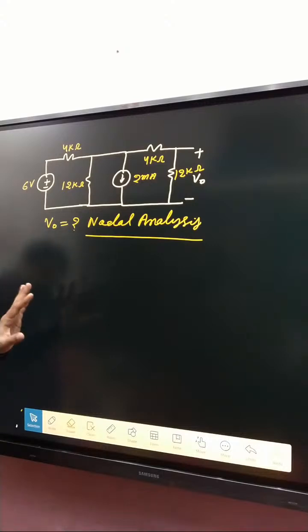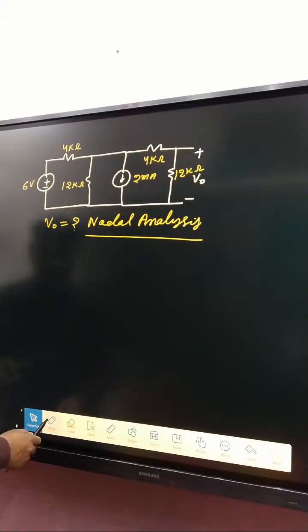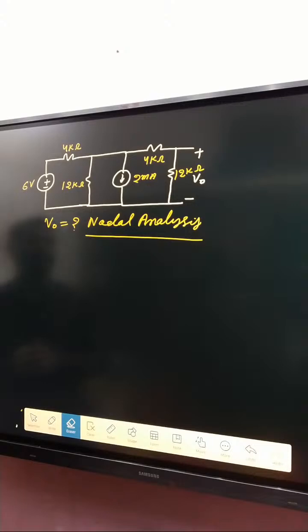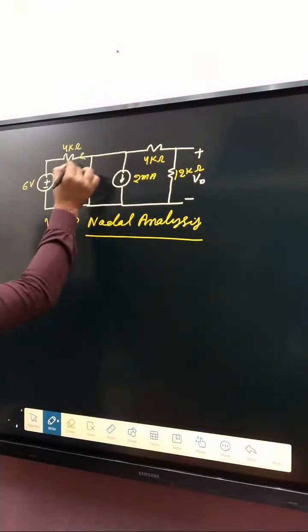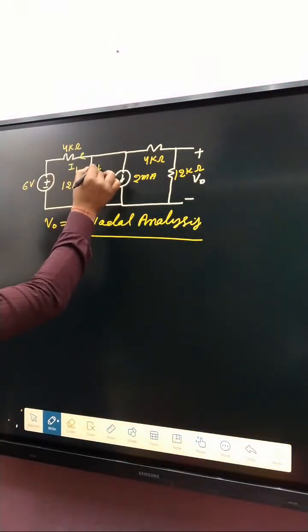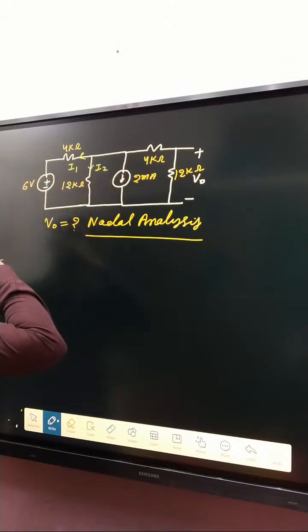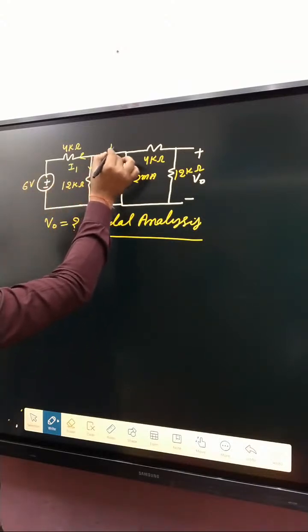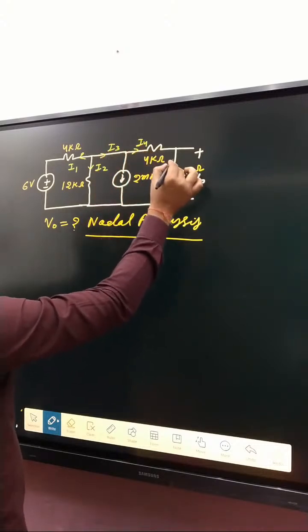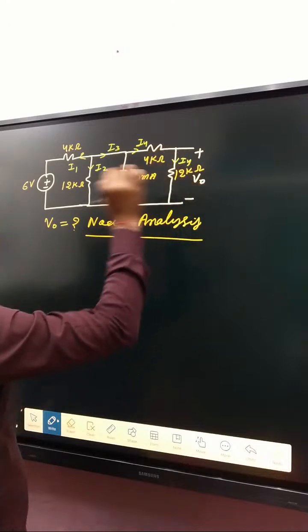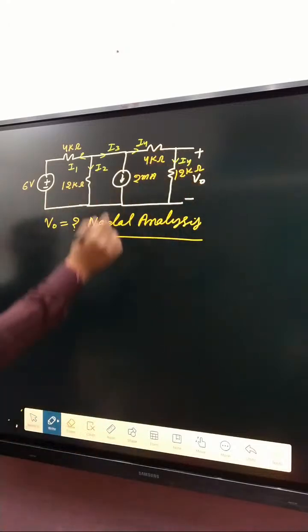Now, how can we do it? First of all, if you see very carefully, the question says using nodal analysis. So first of all, we consider branch currents. Here I1, here I2, okay. Here I3, here I4. So the I4 current is also here because both are in series, and that current is already given.